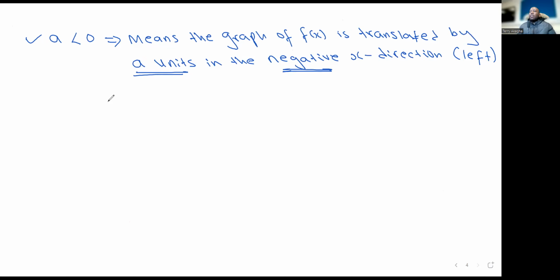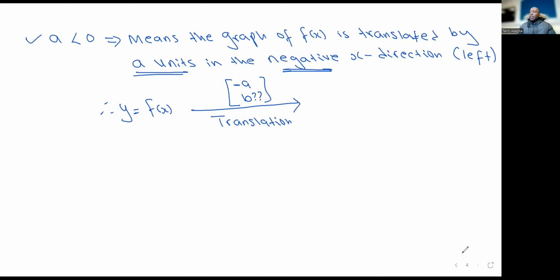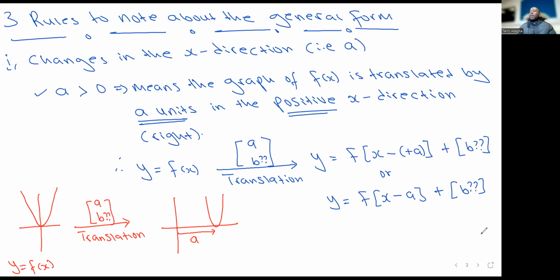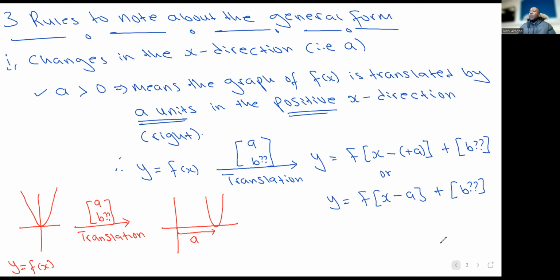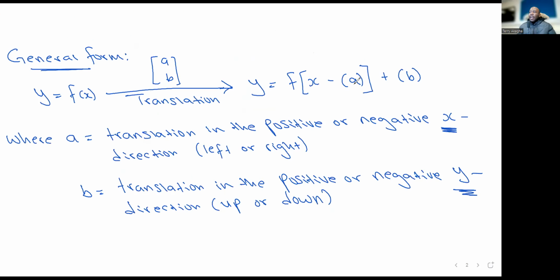Negative. So that means if you're going to write it in the translated form, so a particular graph, f of x, now this graph is going to undergo a translation. Now, in this case, a is what? Negative. Are you seeing it? Now, b, we've not talked about b yet, okay? In the previous one, a was positive. Now, a is negative, all right? So we have to go back. Remember, in the general translated form, the a that is going to be in this bracket is going to be negative, not positive, okay? Because a is less than 0.